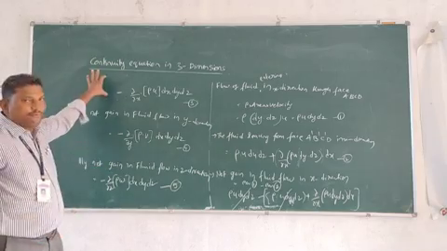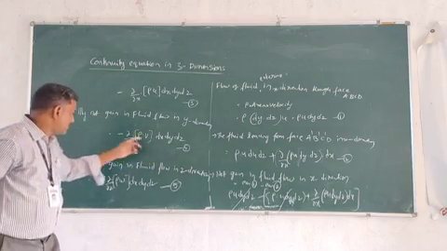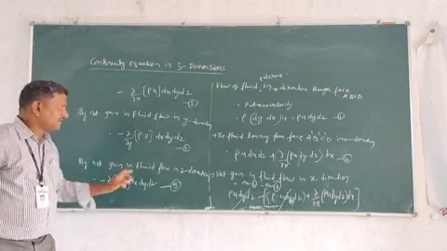Okay, we have net gain in fluid flow in x direction, net gain in fluid flow in y direction, net gain in fluid flow in the z direction.